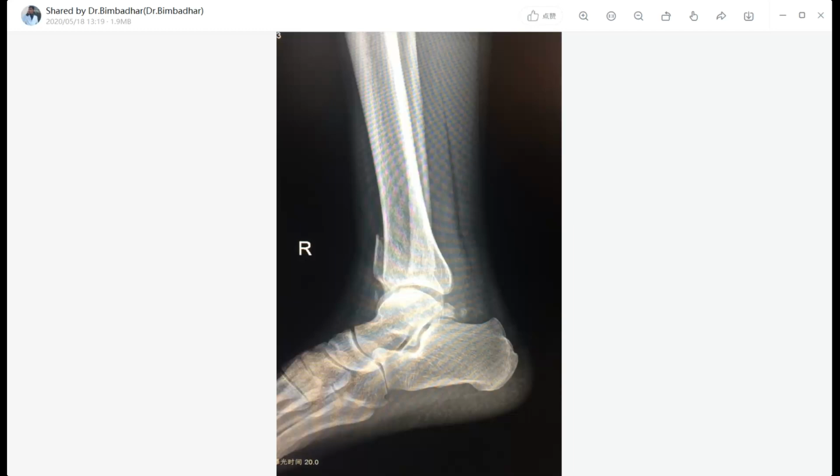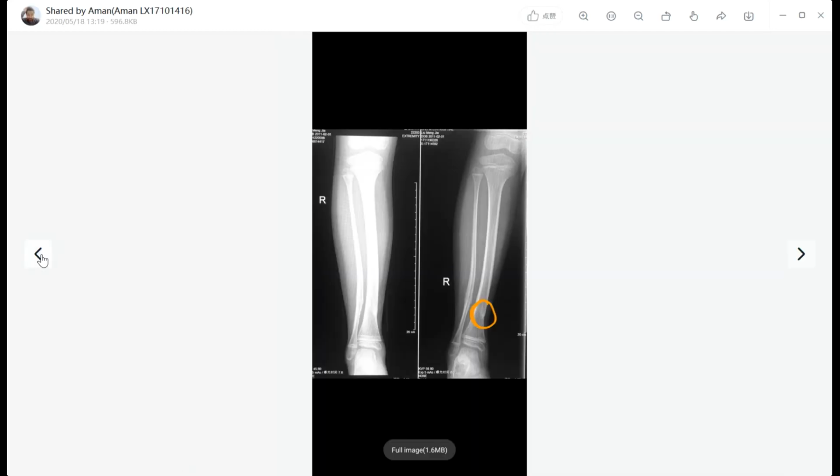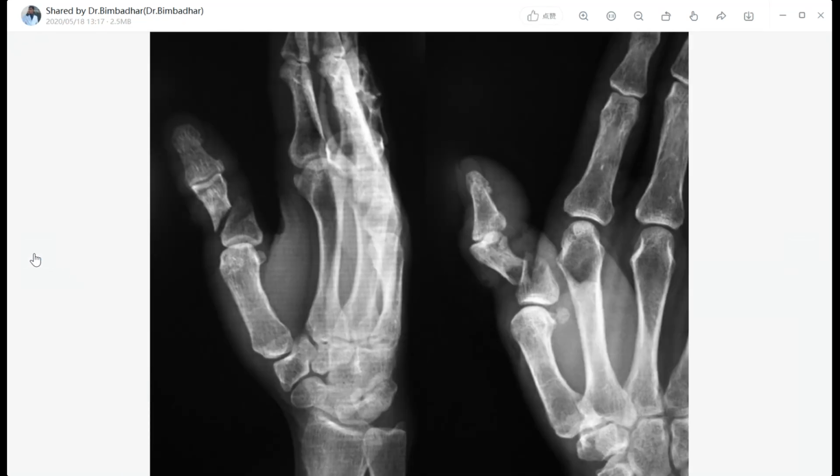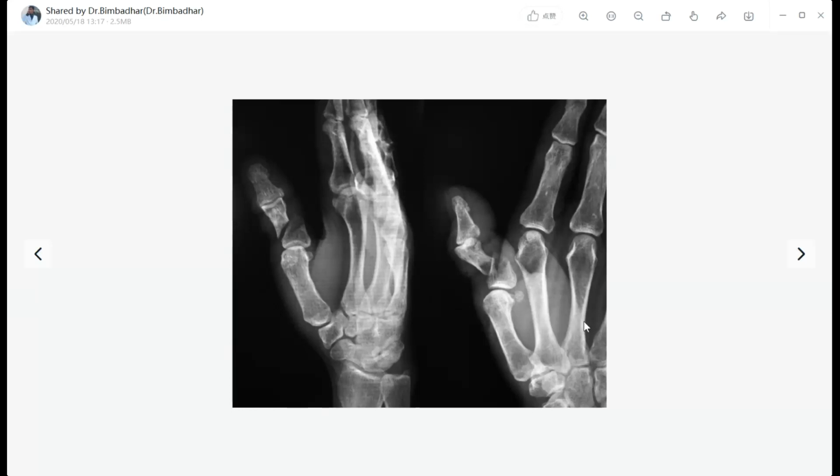Last one, you see here, this is the AP view and the lateral view. I am trying to look at, what is this thing? Is it the thumb or is it the little finger? Who said it's the little finger before? Okay, it's Reshma. Once again, you are saying little, little, little.